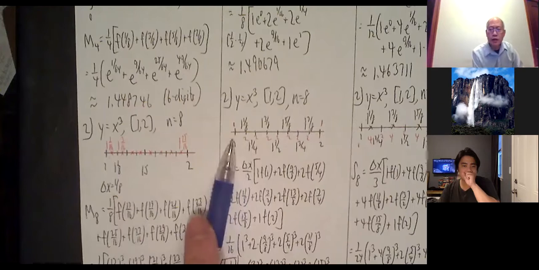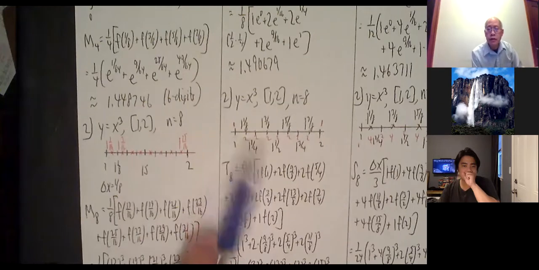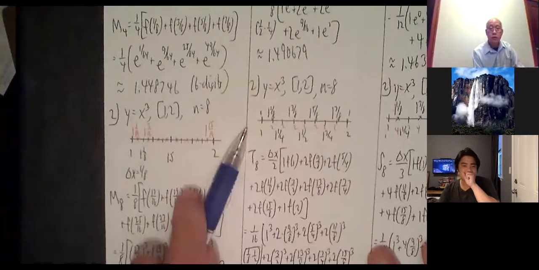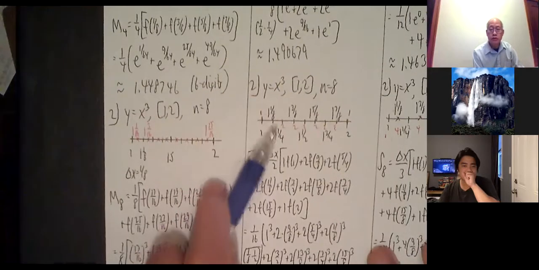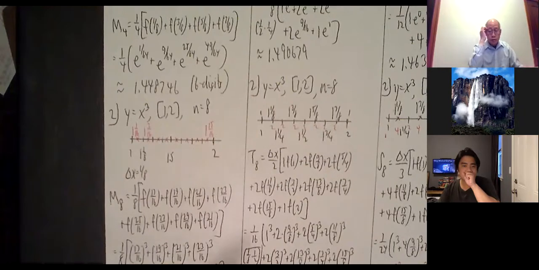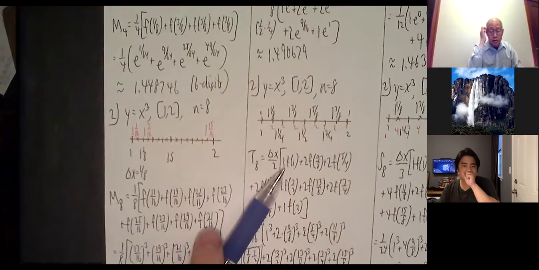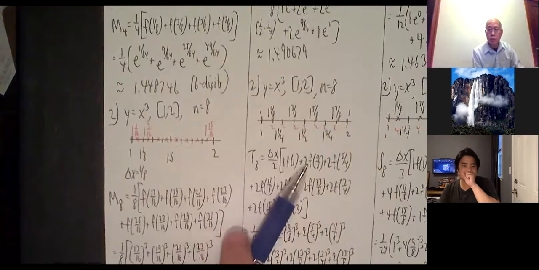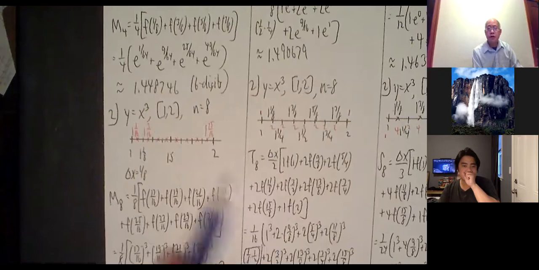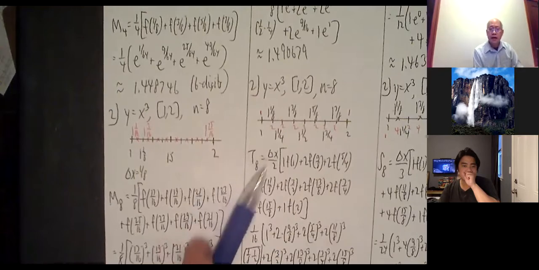How many endpoints are there? There should be one more than 8, or 9. So you have 9 calculations. Okay, 1, 2, 3, 4, 5, 6, 7, 8, 9. Okay, so the calculations in here, there should be 9 of them. Let's double check. 1, 2, 3, 4, 5, 6, 7, 8, 9. Yes. So T8, delta x over 2.